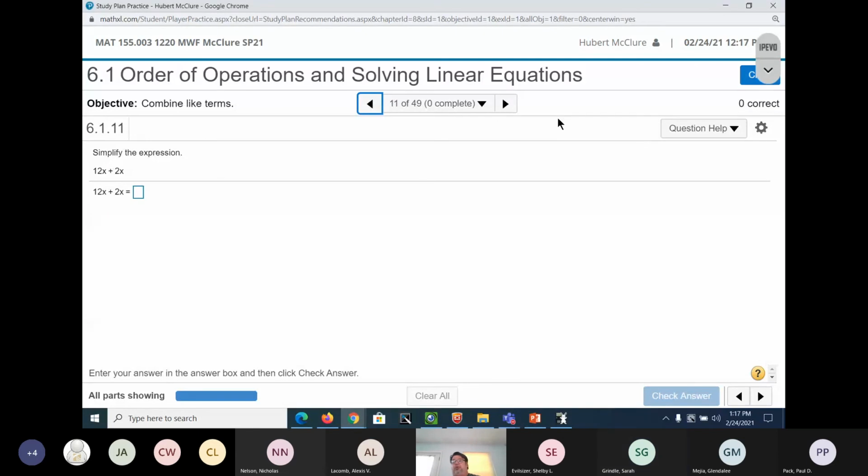We haven't finished 6.1, so you can play with it. You can go in and try some problems, but you are not responsible for it, okay? You are not responsible for it because I'm not finished with it. So you can go in and play with it.